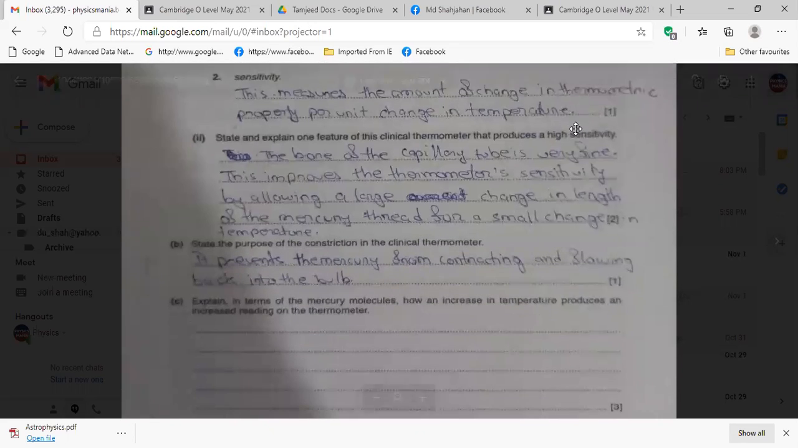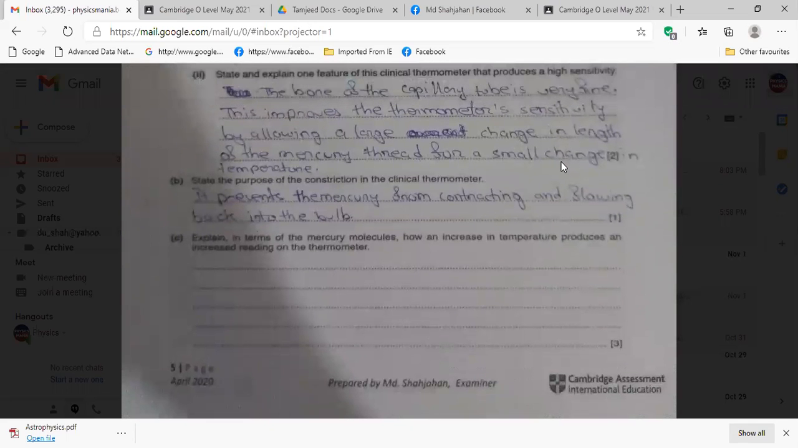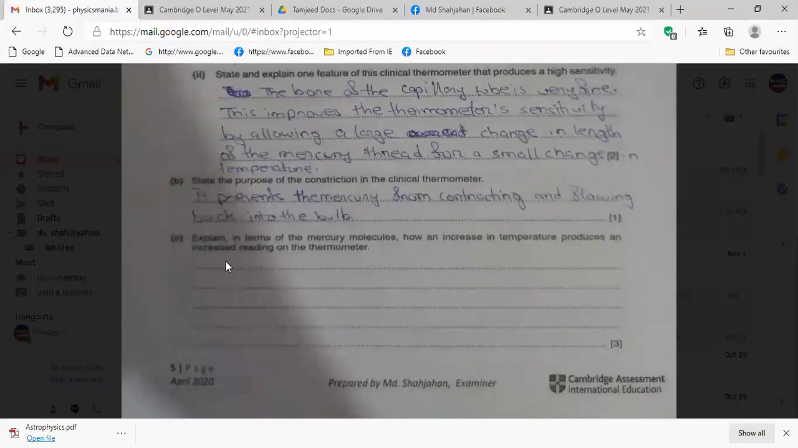Yeah, now next. State the purpose of the constriction in the clinical thermometer. It prevents the mercury from contracting and flowing back into the bulb. Yes. Then next, explain in terms of mercury molecules how an increase in temperature produces an increased reading on the thermometer.